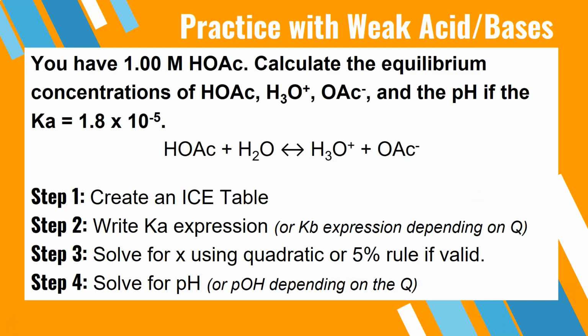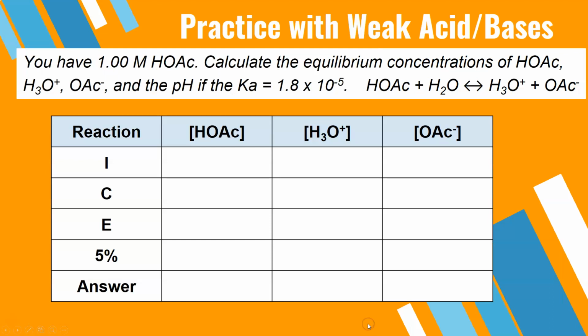So let's do this. Let's get our ice table set up. We have our equation along the top, and you might notice that I did not include the water. Water is a liquid. Remember, it's not going to change anything, right? We don't put it into our ice table. Some people like putting the water in a column and then just putting a slash through each box, or NA for not applicable, or something like that.